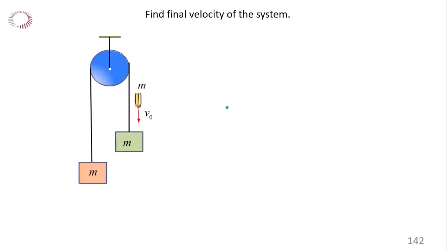Now let us say there is another situation where two blocks are connected with a pulley block system and a bullet is being fired. It will hit this mass and ultimately all the systems move with the same velocity. You are asked to calculate the velocity of the system.